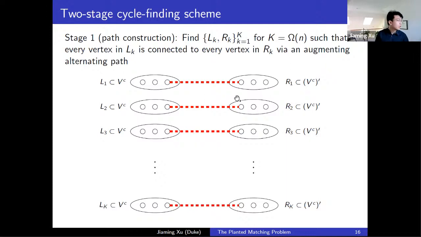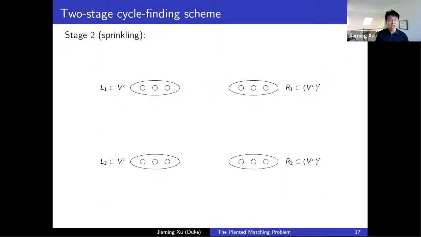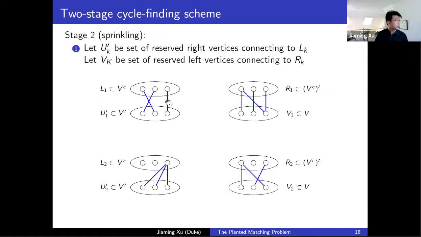Now in the second stage, I'm trying to connect these LK and RK to form a cycle. This is called sprinkling. The idea is the following. We first try to find the reserved vertices connected to LK and RK. Let me go slowly here. For L1, for example, are we able to find U1 prime, that is the reserved vertices connected to L1 here? And also I will find V1 as a set of reserved vertices connected to R1. And then do the same thing for the others.